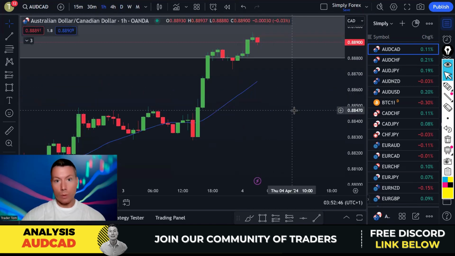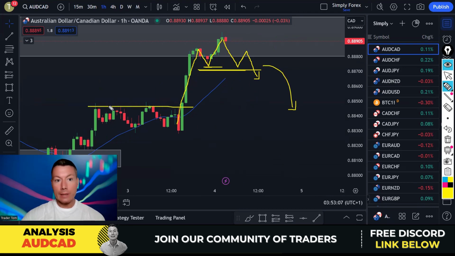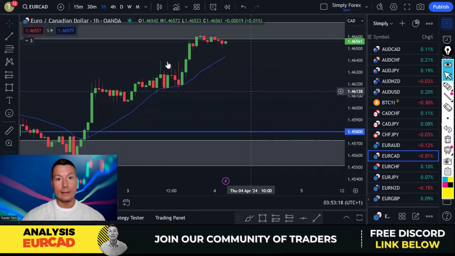So let's look at the H1. And again, with this, I'm going to look at this. You can see this clear last low here. I will just put an alarm in here. And then as soon as my alarm goes off, I will be interested in selling Aussie dollar, Canadian dollar, even if it's down to the next resistance support level, if not a bit further. Okay, so that's Aussie dollar, Canadian dollar, and it's the same story with Euro, Canadian dollar.